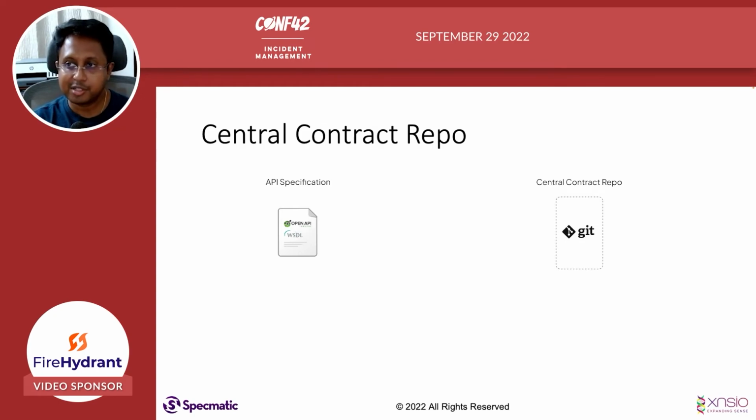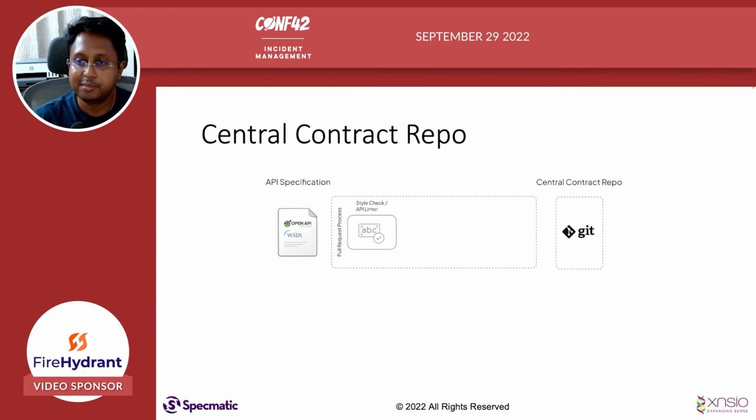We keep it in a version control system, and that's why we believe OpenAPI, or any other API specification standard you're using, should reside in a central contract repository, which is a version control system. And if you are treating it like code, then you will end up having something like a pull request or merge request process, which is a good thing because you can now have some sort of a style or API linter, with tools such as Stoplight Spectral.